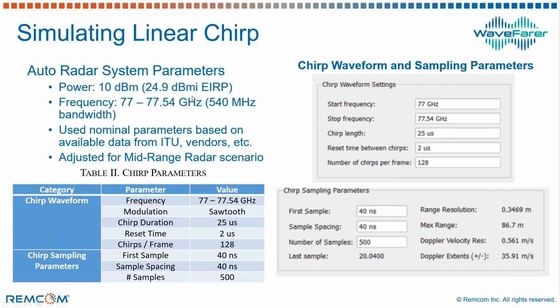So overall, we have an EIRP of about 25 dBmi. Our frequency is going to be around 77 gigahertz. We have a 540 megahertz bandwidth, and we've basically specified some nominal parameters for a mid-range radar. Down below, we show some of the chirp parameters. We have a sawtooth. Our chirps are about 27 microseconds apart. We have a series of chirp frames, sampling rates. So these are all properties that we can now set within our scripts.